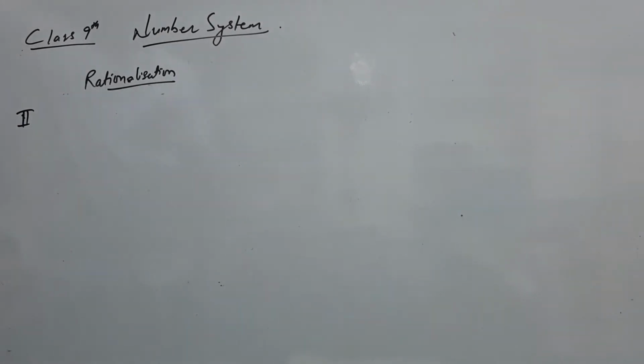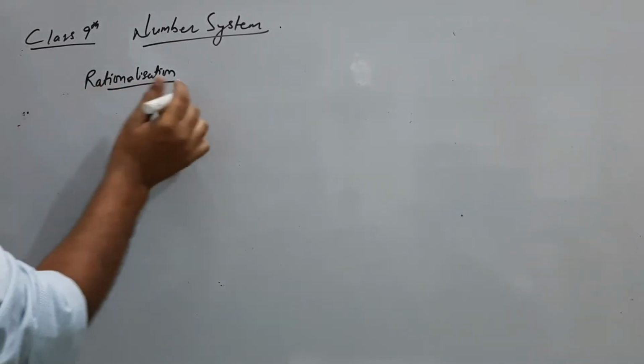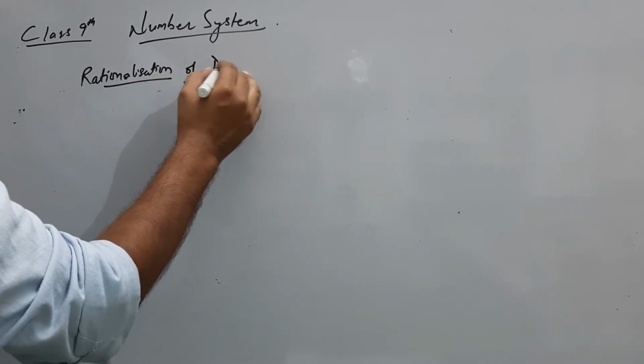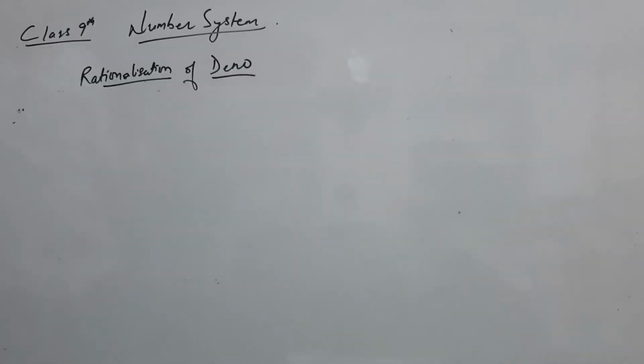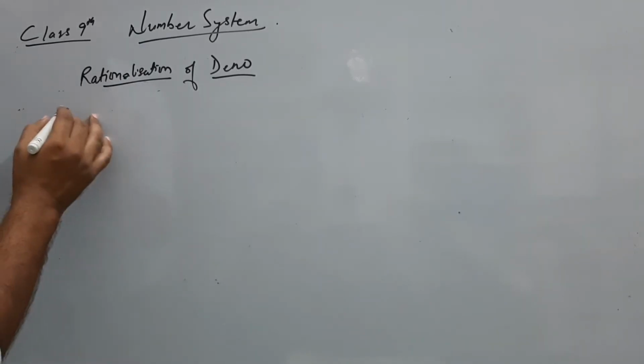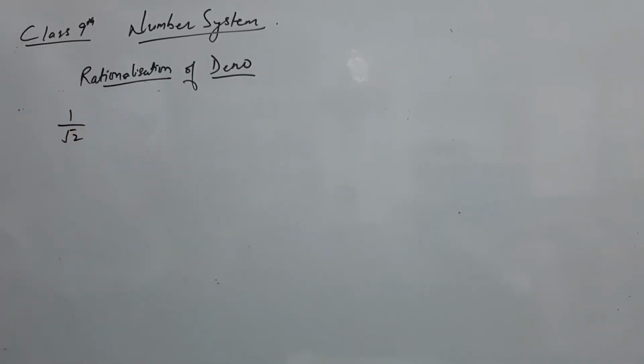Now let us see another thing that is known as rationalization of denominator, and it is going to be the most important topic for this chapter. What does it mean? Whenever there is a surd, what is a surd? A root sign or irrational number like 1 upon root 2, it is called a surd. When there is a root or irrational number in the denominator, we need to rationalize it. This is known as rationalization of denominator. How to achieve it? I just explained to you.